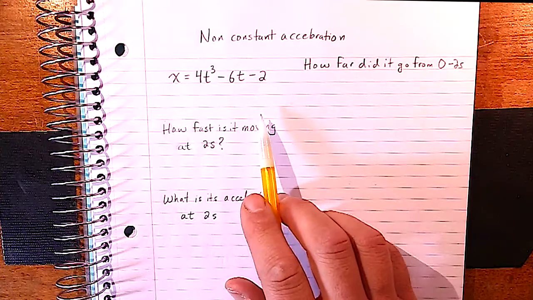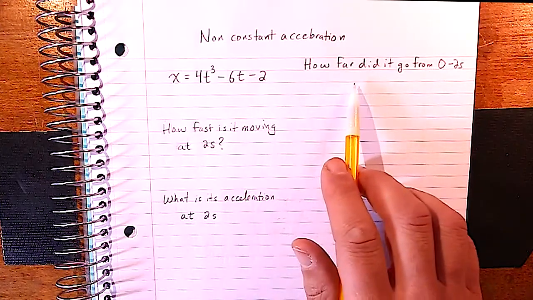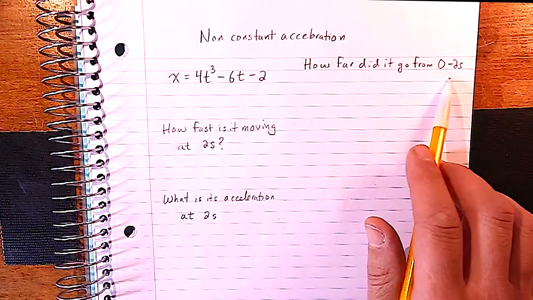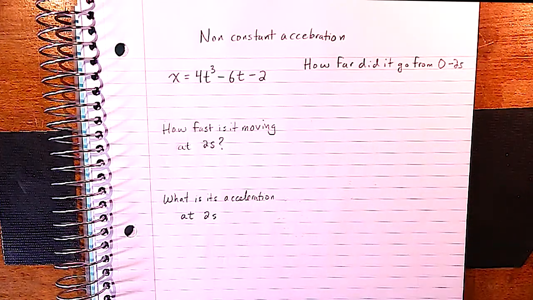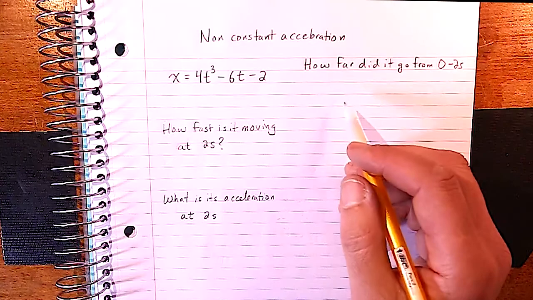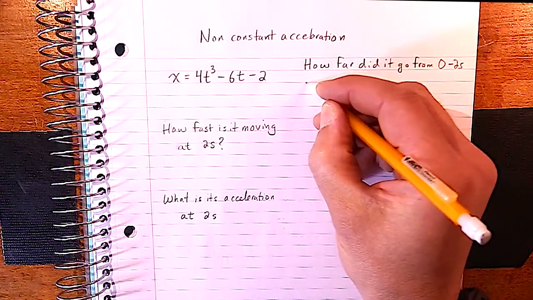So we're going to look for three different things. How far did it go from 0 to 2 seconds? How fast is it moving? And what's its acceleration? So to figure out how far it went, that's actually pretty easy.